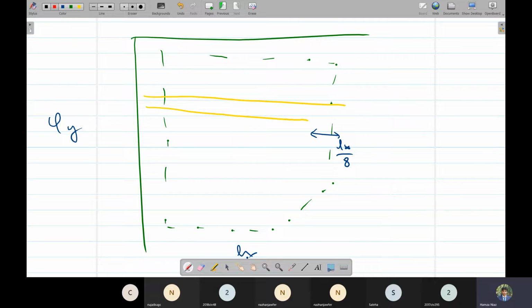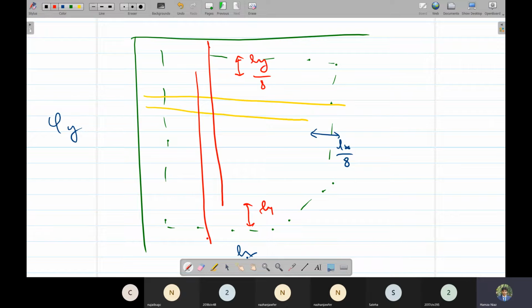This is our main steel. Other steel would be like this. We can provide one bar like this, and we are curtailing the alternate bars in both directions. In this direction, this one and this one, we are curtailing at Ly by 8. So we are curtailing both bars. Remember, these are bottom steel. Both of them are bottom steel in X and Y direction. Bottom meaning positive steel, X and Y direction.